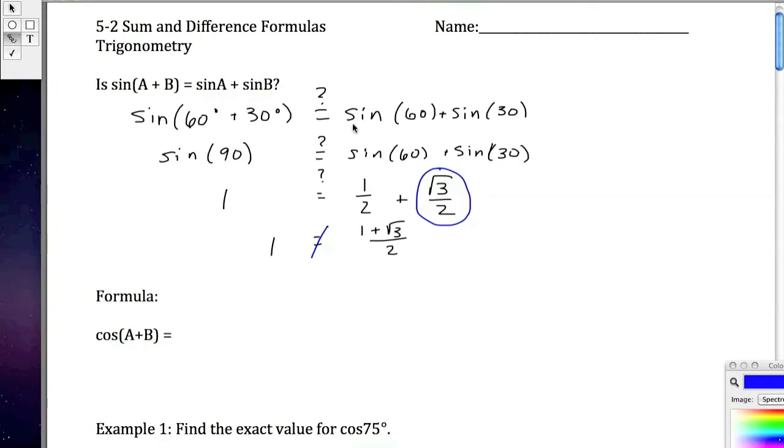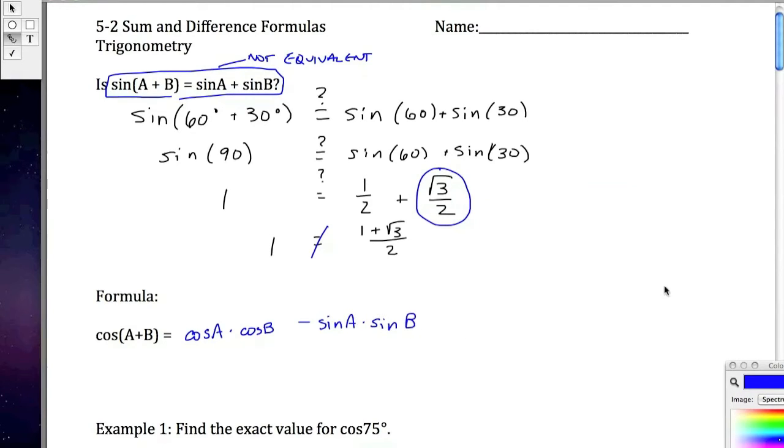What does that tell me? It tells me that this is not a way to reduce, or they are not equivalent. So what is the formula for the angle addition? Well, cosine of A plus B is actually going to be cosine of A times cosine of B minus sine of A times sine of B. This is going to be my formula that I use to expand these things.